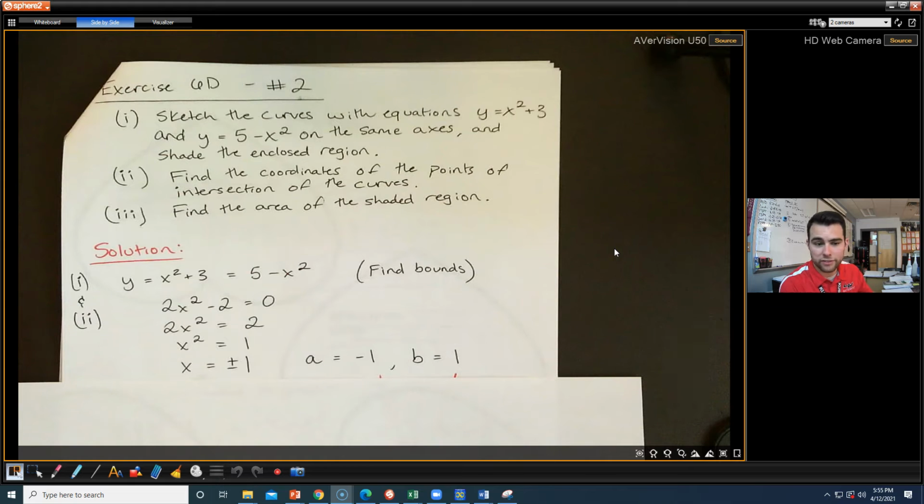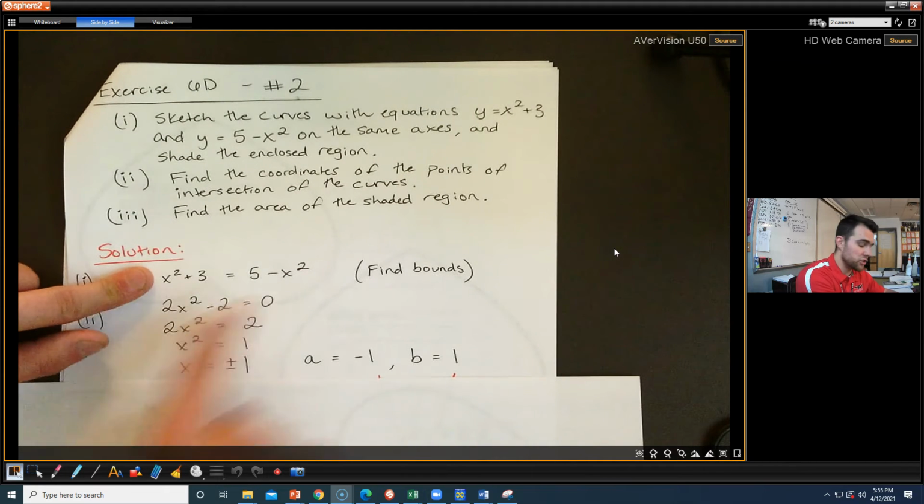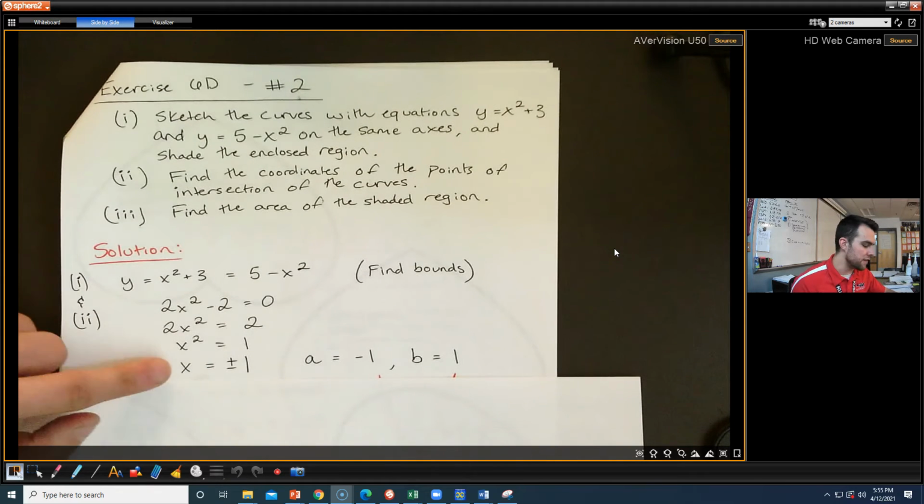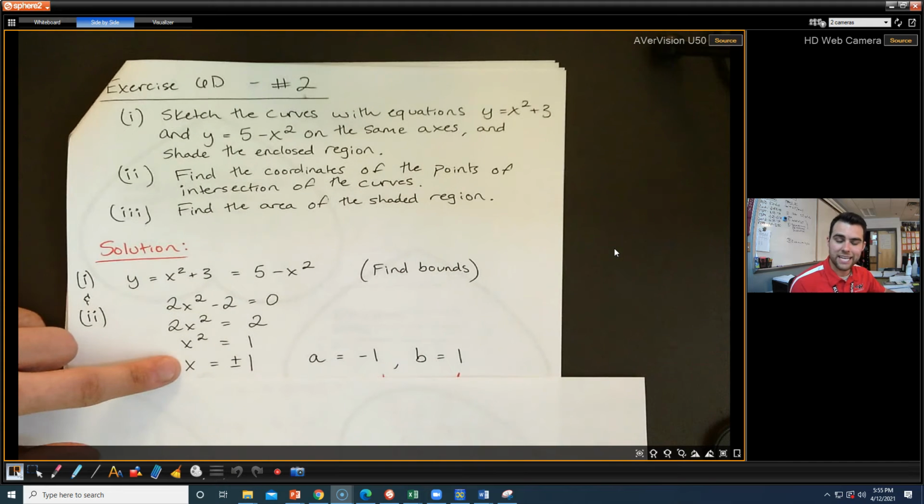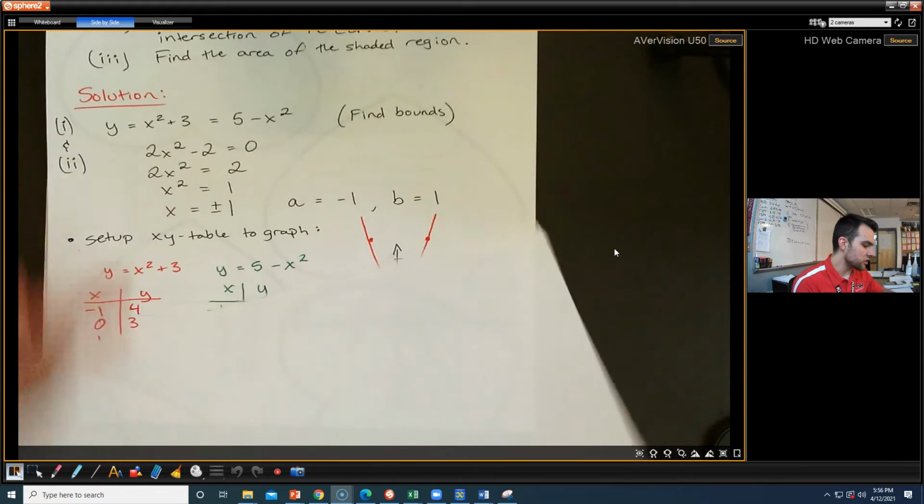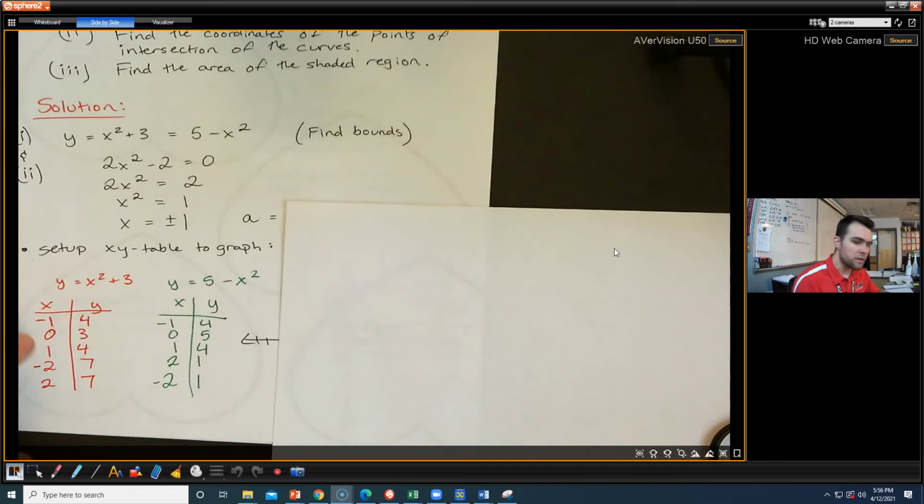So this is really part 1 and 2. So I set my equations equal to each other like this, and I focus on that. Rearranging this guy, I solve for x, and I find that when I take the square root of both sides, x is equal to -1 and 1. A will be my lower bound, b will be my upper bound. Nice. I found my bounds. So those are actually going to be part of my graph.